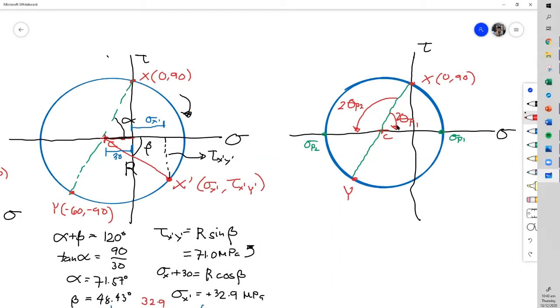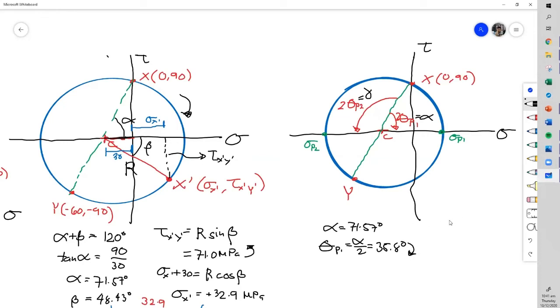Kasi Mohr circle ito. So para hindi tayo malito, pangalanan muna natin siyang, ito si alpha, ito si gamma. Okay? So, we already solved for alpha earlier. We said that alpha equals 71.57. Therefore, theta P1 is just alpha over 2, which is 35.8. 35.8 degrees na paganyan or clockwise.